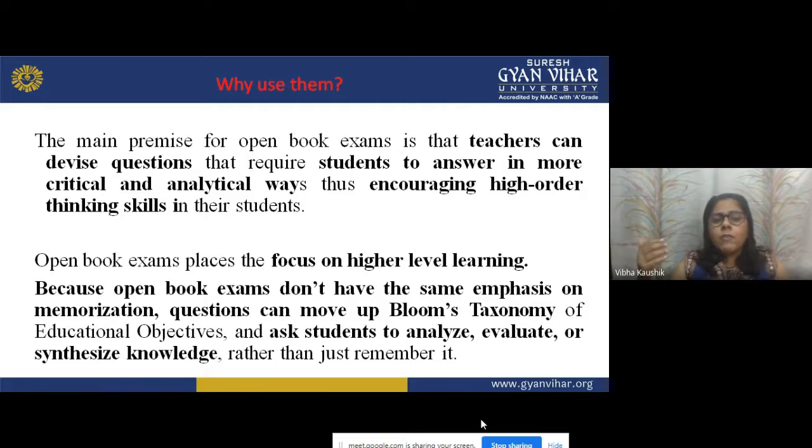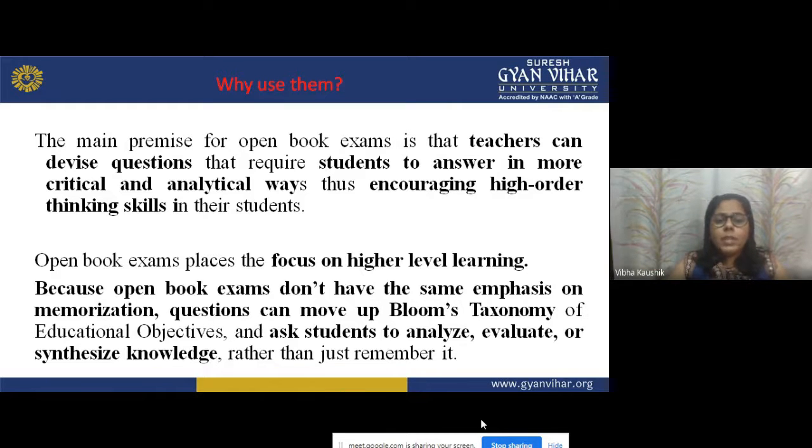So that's why we are saying that open book exams should be used by teachers in comparison to closed book exams that require students to answer in a more critical and analytic way. Means the way of presenting the answers in open book exams is in a more critical and analytic way, and thus it encourages higher order thinking skills in the students.